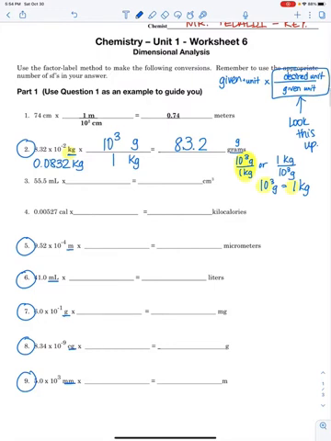I'm going to quickly go through number 5 now. I start with meters. Meters goes on the bottom. It looks like I want micrometers. That's on top. The unit I want goes on top. The unit I have goes on the bottom. If I look on the conversion factor sheet, 10 to the 6 micrometers is 1 meter. If I do my math, I'll get 95.2 micrometers here.